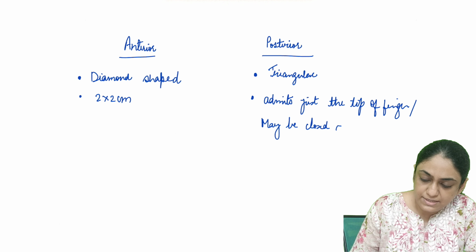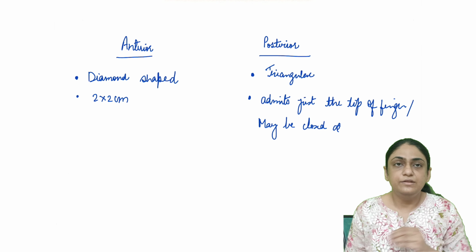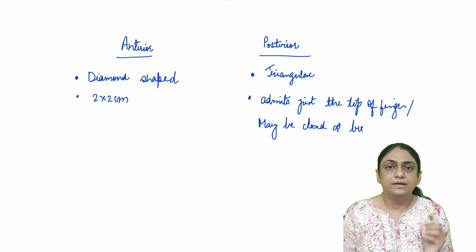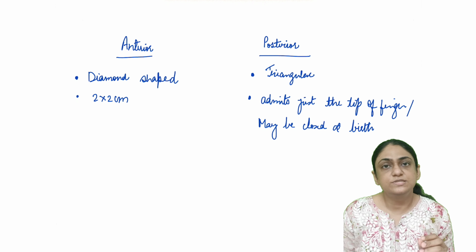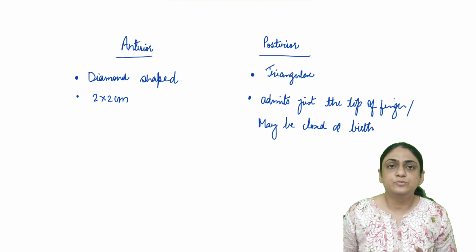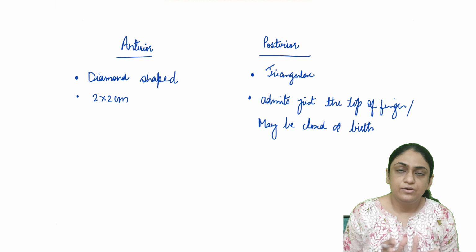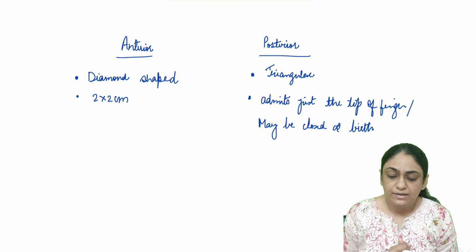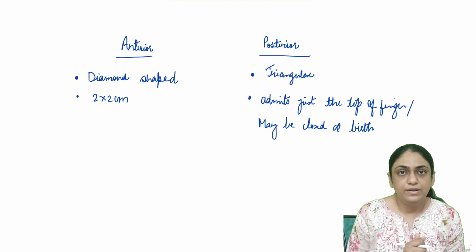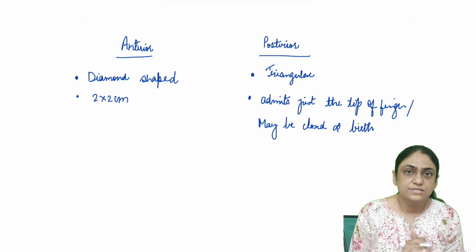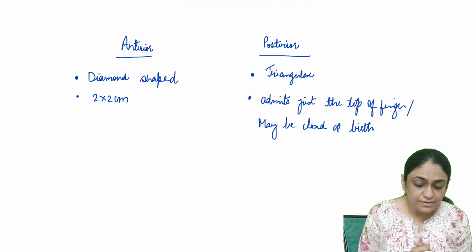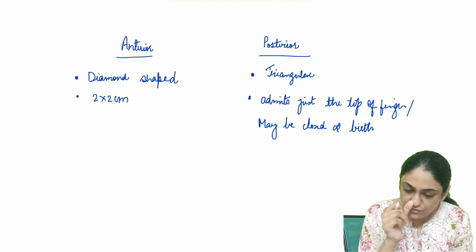It may be closed at birth. So anterior fontanelle is diamond shaped and it is 2 by 2 centimeter in a newborn, whereas posterior fontanelle is triangular in shape and it admits just the tip of finger, or it may even be closed at birth. Understood? Now when does anterior fontanelle close?